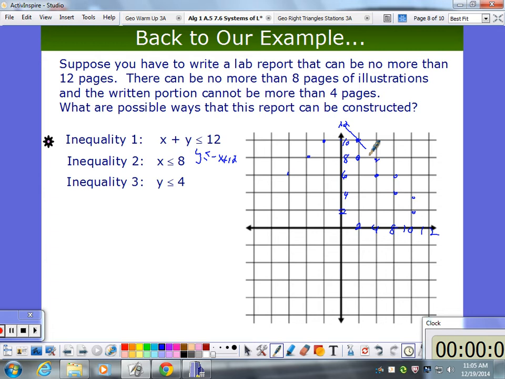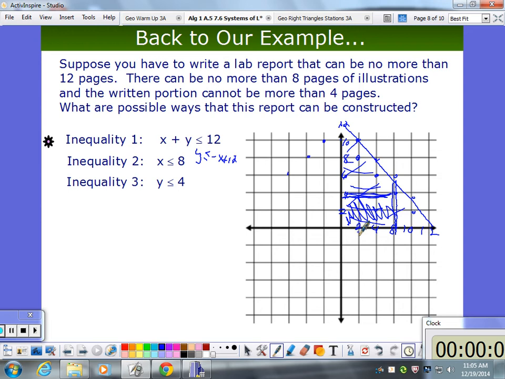Okay, so it could be this way. Could be and less than. It would be this way. And x has to be less than 8. That's here. So now I'm going in this region, and y has to be less than or equal to 4. That's here. So all this.